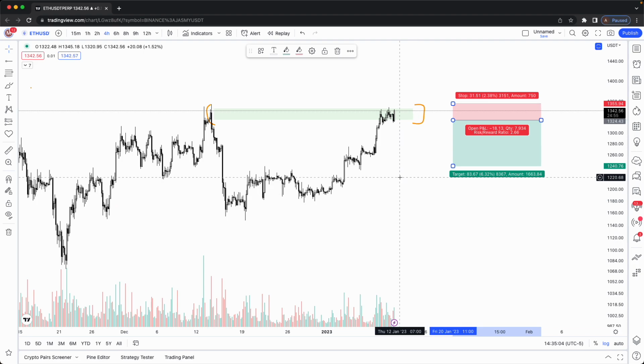Now I would like to repeat and reiterate that this is a high probability setup, but it's not a guaranteed setup. There are cases where stop losses will hit, but your stop losses hit will be way less than your profitable targets. So that means that you will be profitable on a consistent basis in the long term.